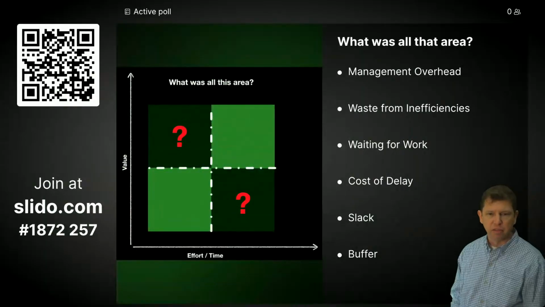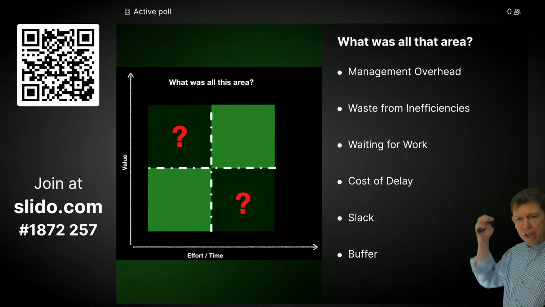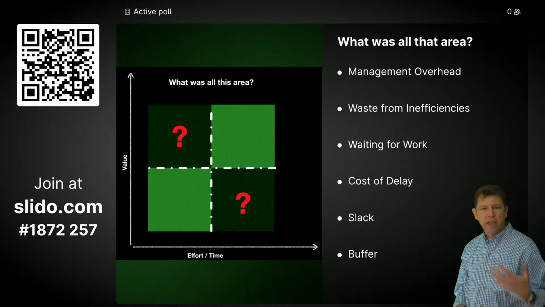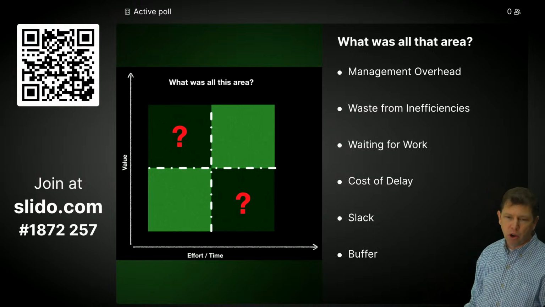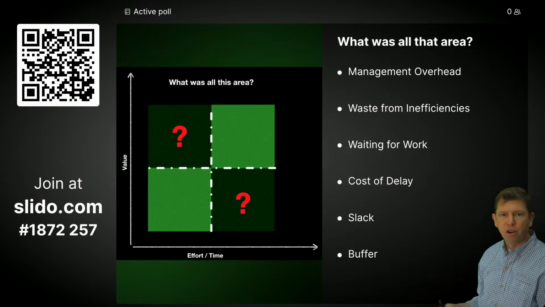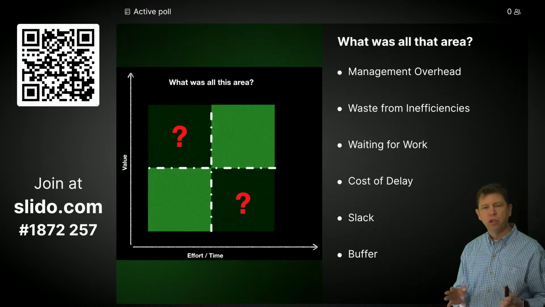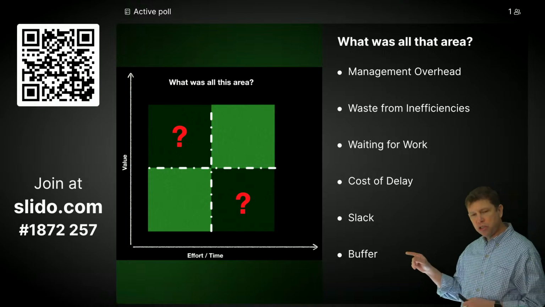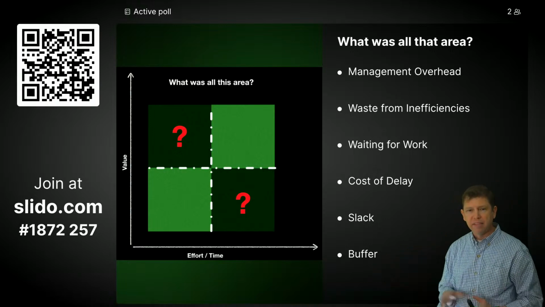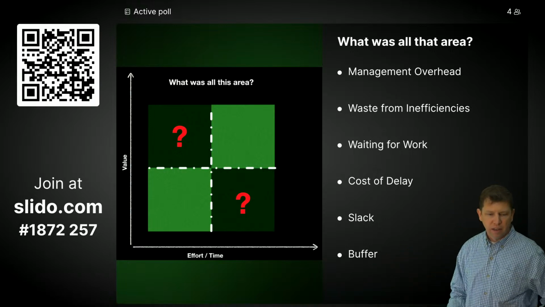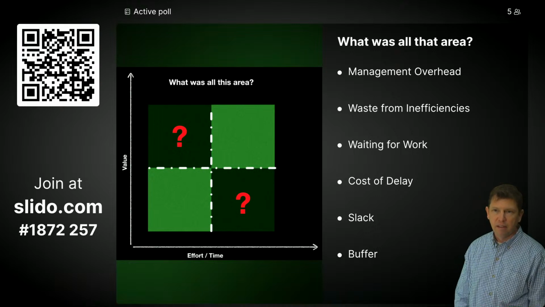Or actually, I've got a slide for this, don't I? Okay, so what's all this other area where the question marks are? Is it management overhead? Is it waste from inefficiencies? Is it waiting for work, cost of delay, slack, or buffer? If you were showing this to someone to explain why you're looking at splitting stories, and you got this far in drawing the graphs, how would you describe that work in those other places? All the above?